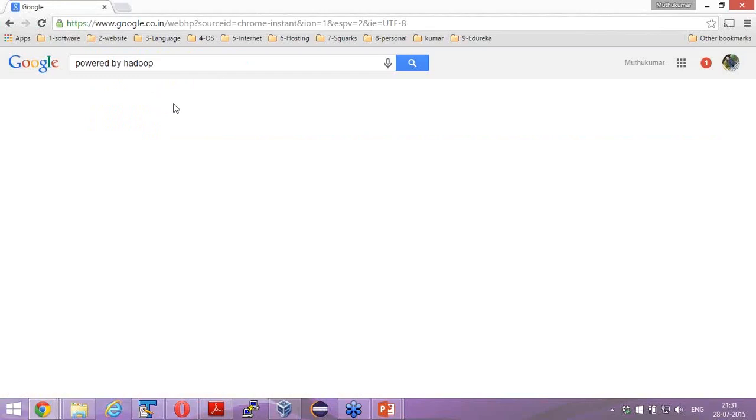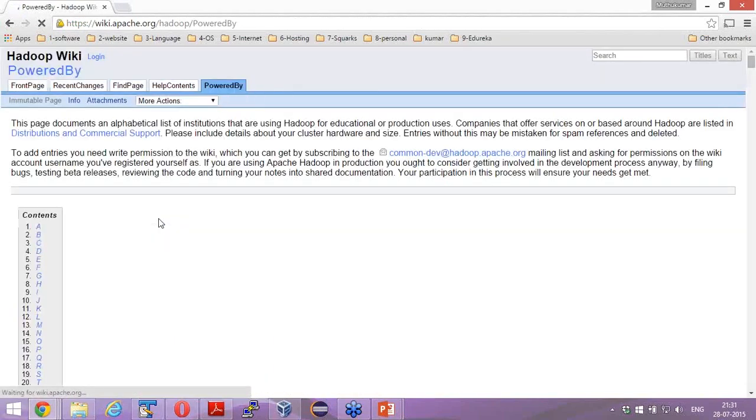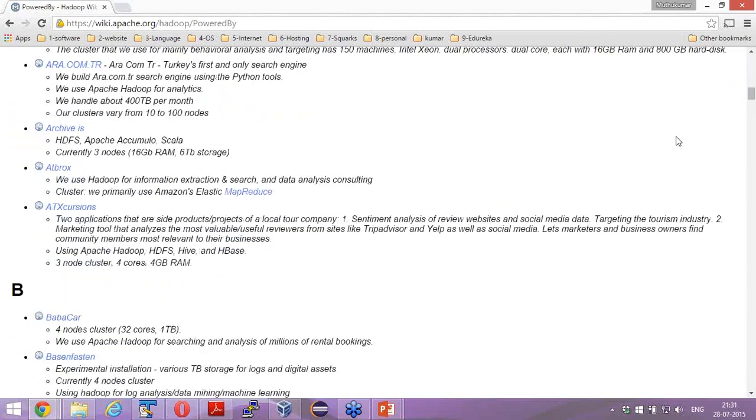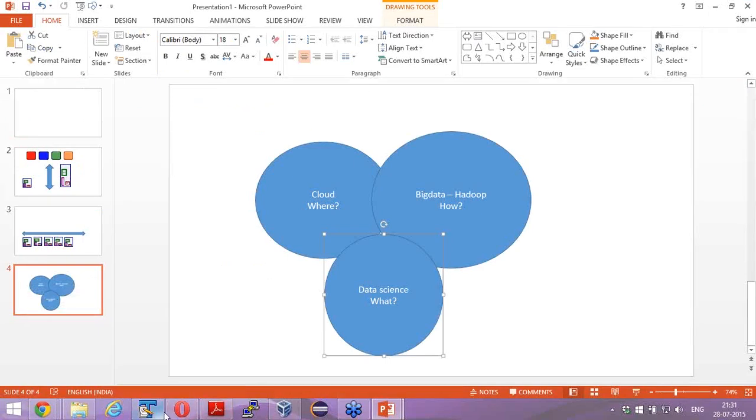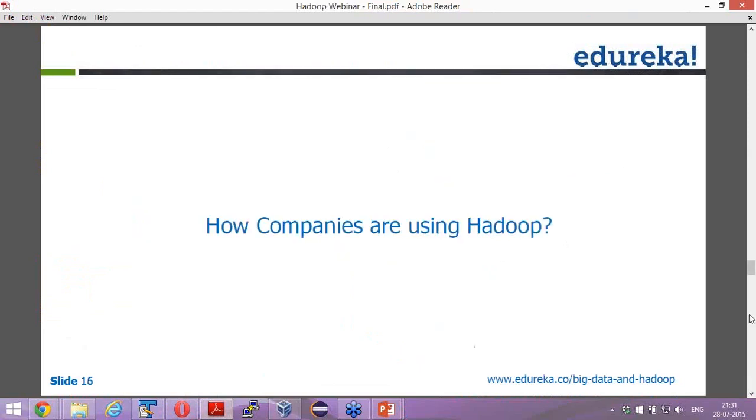This gives a list of companies. Again, it's not limited to only these organizations. Whoever voluntarily listed themselves is on this particular page. It has a good list of how they are using it within their own organizations. These are a few companies, but not limited to these alone. And how are companies using Hadoop?